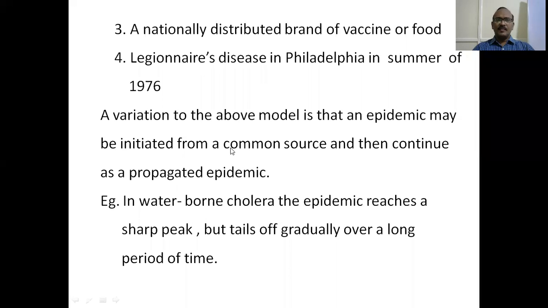Now, there is a variation to the above model, in which an epidemic may be initiated from a common source and then continue as a propagated epidemic. In waterborne cholera, for example, the epidemic reaches a sharp peak but tails off gradually over a long period of time, because the people who are affected tend to infect others also, and so the cases keep occurring over a period of time. This way it tails off over a long period.